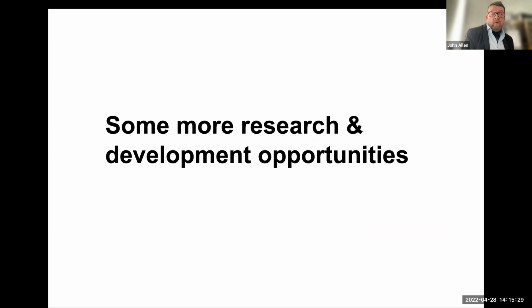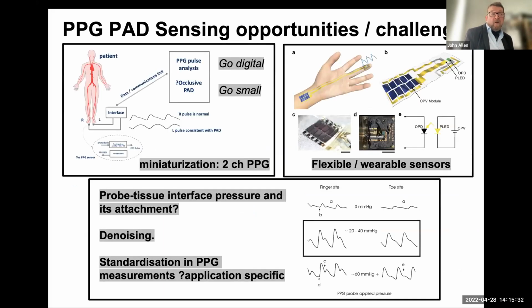Here's some more research and development opportunities then. Mention, well, PAD sensing, there's great opportunities there with miniaturization. You can make things incredibly small now, particularly melting it down to its core 2-channel right-left PPG technology, going digital, going small. You can also develop quite disposable, flexible, wearable sensors for PPG as well. But this does raise some issues about repeatability and probe-tissue interface pressure and its attachment, because you do need some probe-tissue interface pressure for reliable recordings, especially when looking at the shape.